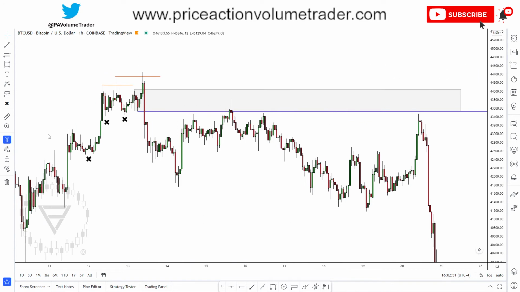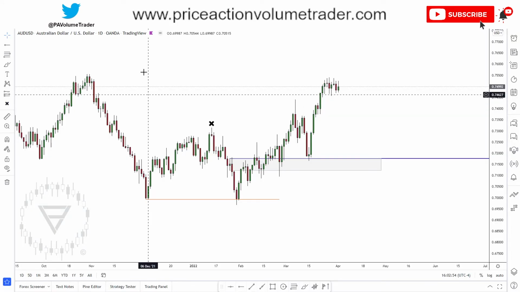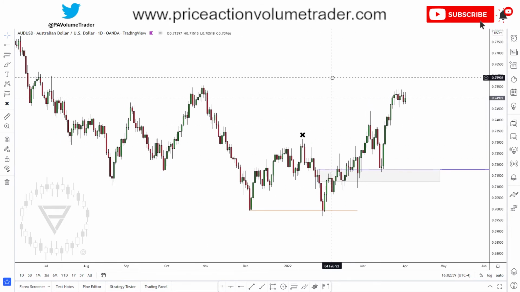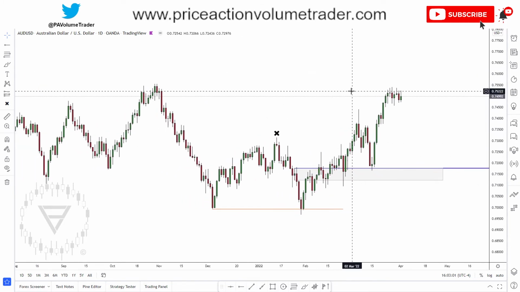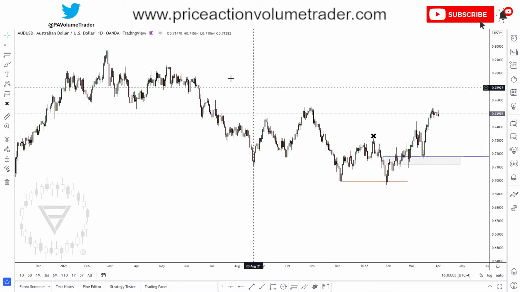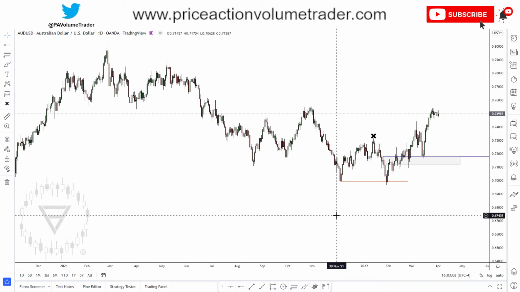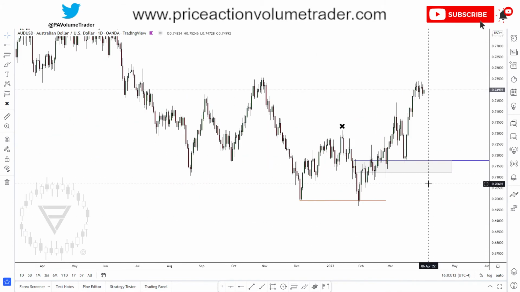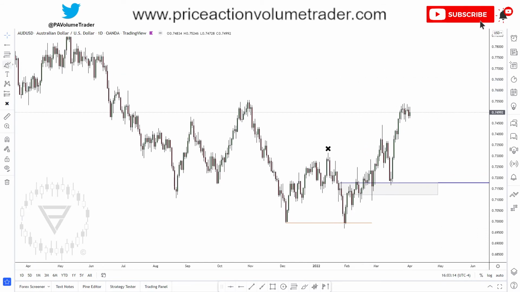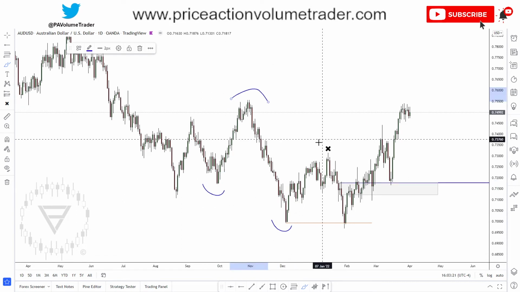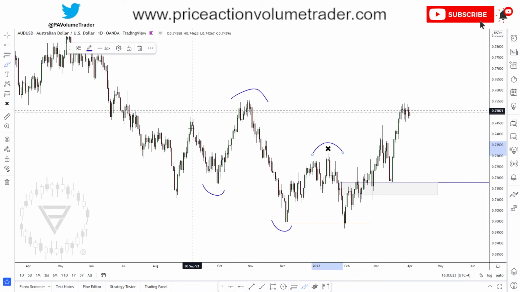Okay, now let's go into the next example. This is in the Australian dollar, US dollar. This is a daily chart. And again, we can see all the steps right here. Price has been in a downtrend for the last few months here. We can see very clear price rotations. We're making lower lows, lower highs.